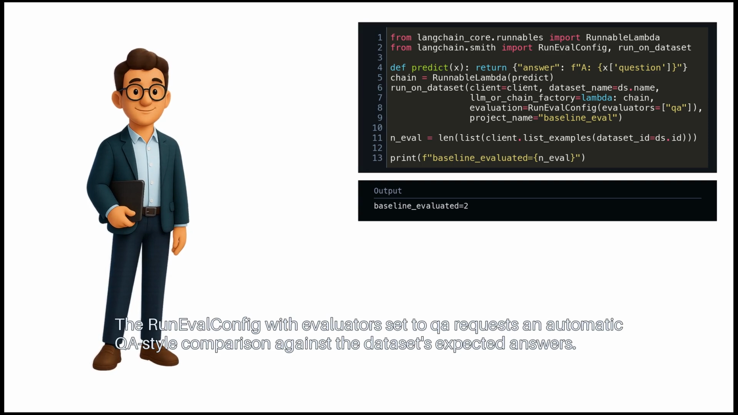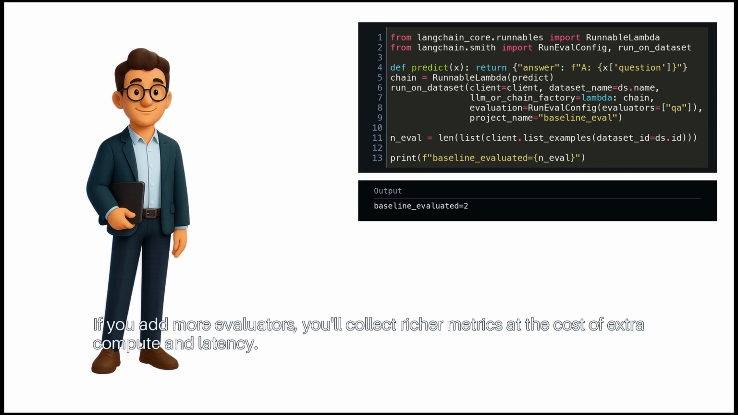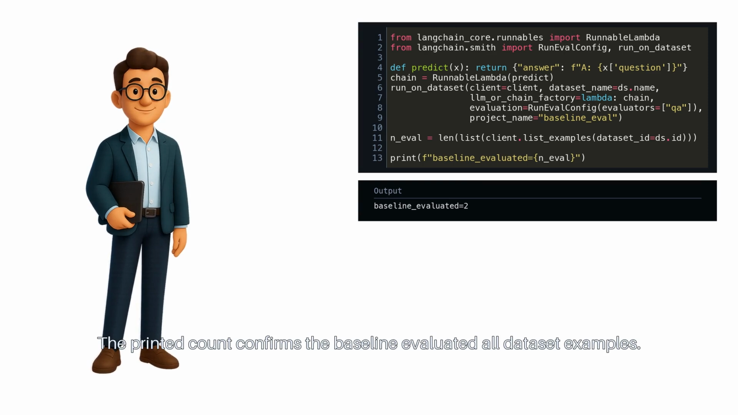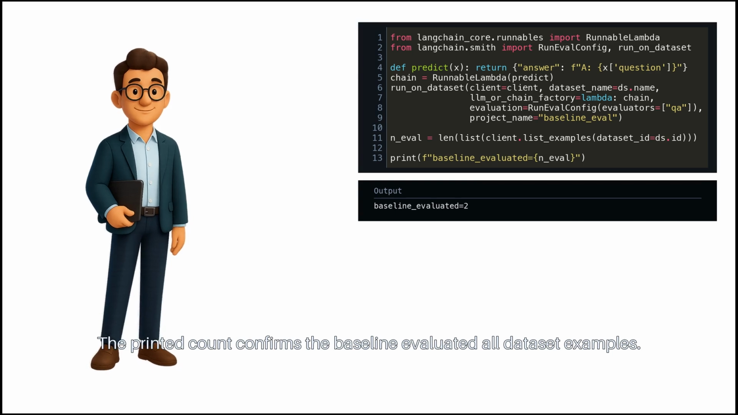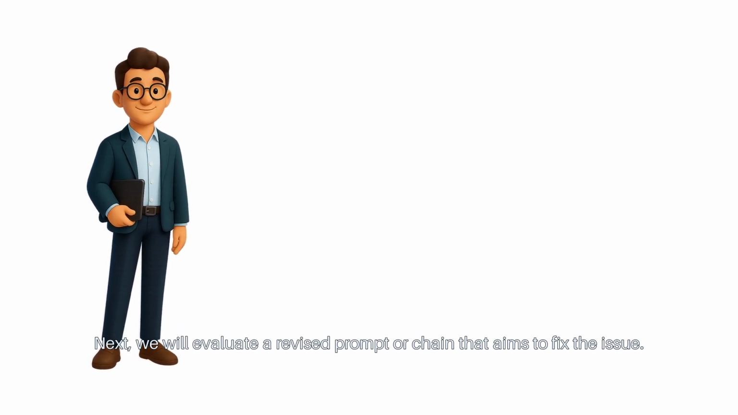The runEvalConfig, with evaluators set to QA, requests an automatic QA-style comparison against the dataset's expected answers. If you add more evaluators, you'll collect richer metrics at the cost of extra compute and latency. The printed count confirms the baseline evaluated all dataset examples. Next, we will evaluate a revised prompt or chain that aims to fix the issue.